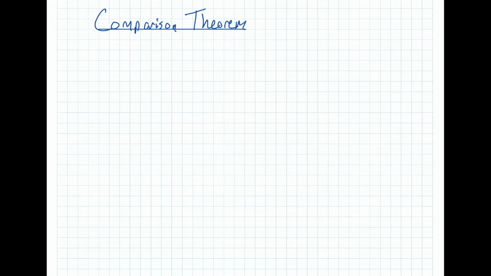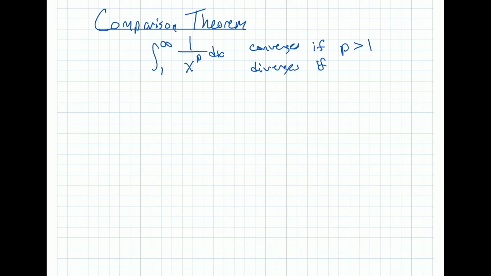So I know this, right? The integral from 1 to infinity of 1 over x to the p. I already told you when that converged. I said it converges if p is greater than 1, and I said it diverges if p is less than 1. Less than or equal to 1 diverges.